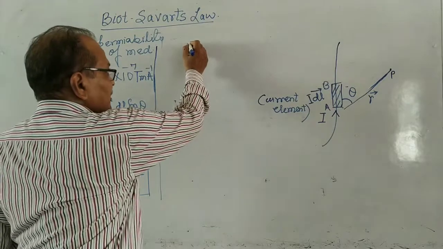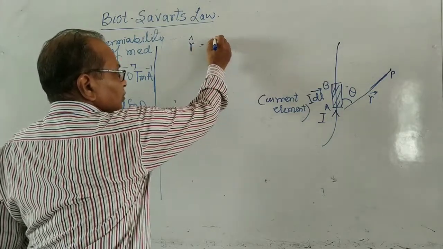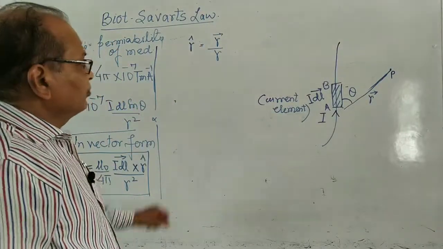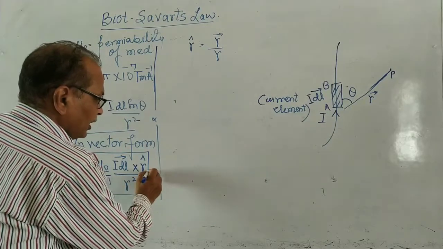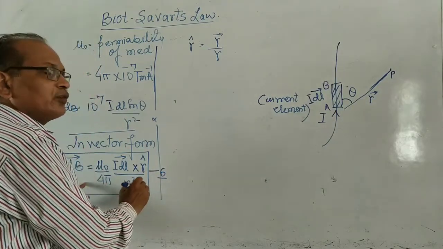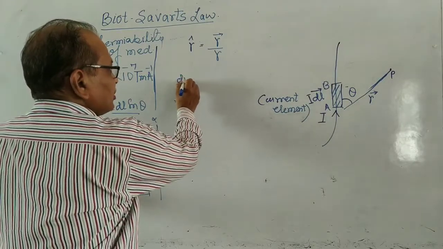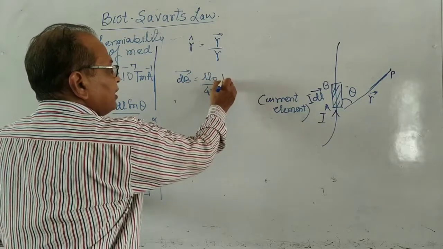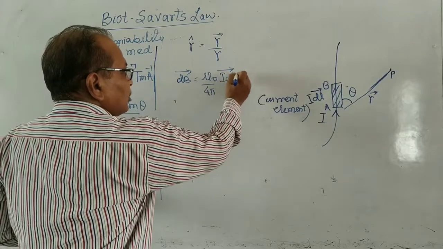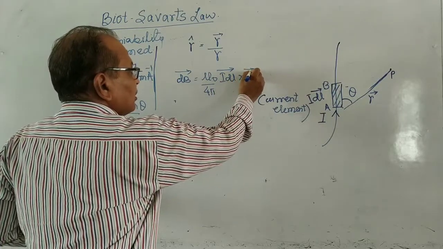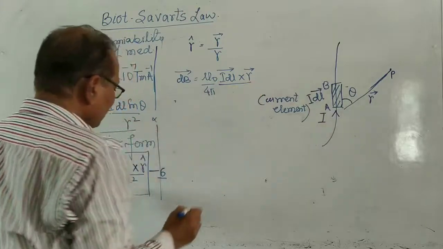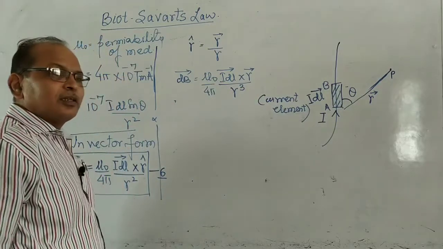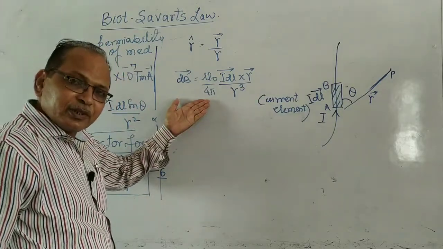Unit vector can be written as the vector divided by its magnitude. It is a unit vector. This formula, expression number 6, can be modified into dB vector can be written as mu naught upon 4 pi I dl vector cross r vector upon r square is already over here, so it will be r cube. This is also a vector representation.